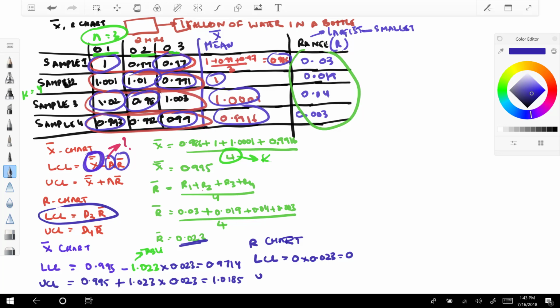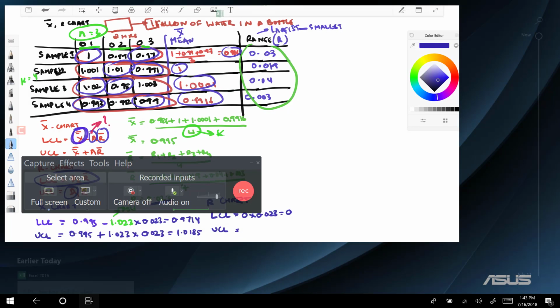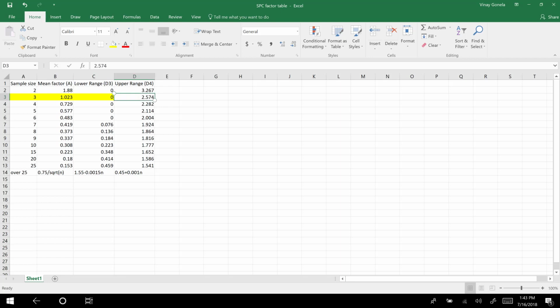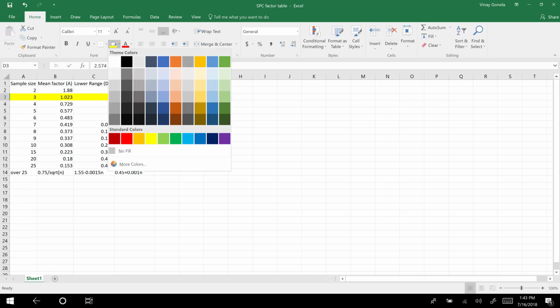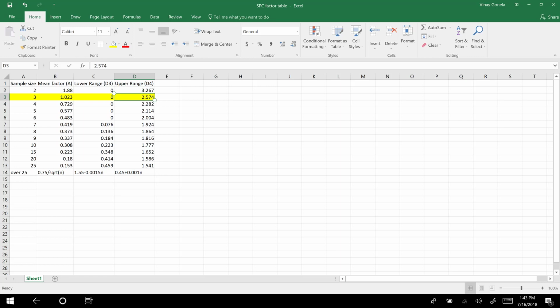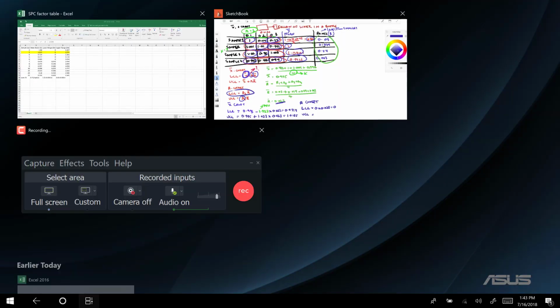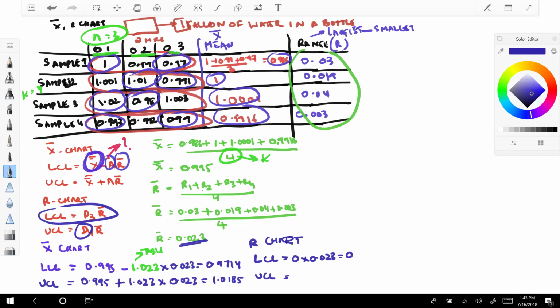So upper control limit, again I have to go and look for D4. So I will go to our table and look for D4 with sample size 3. So that is the value 2.574. So that's 2.574 multiplied by 0.023, that is going to be 0.0592.